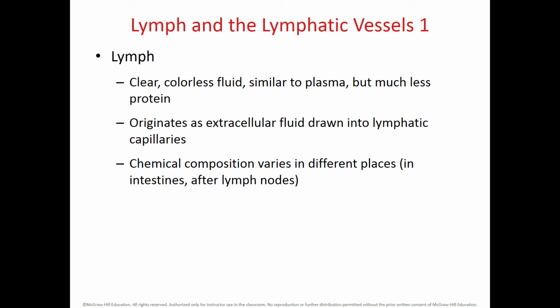Characteristics of the lymph: the lymph is a fluid, it's colorless, it's clear, and it's similar to plasma, but it has less protein. The origin of the lymph is the extracellular fluid that wasn't picked up by the capillaries. Depending on which area of the body the lymph is in, the chemical composition will differ. In the intestines, the lymph fluid is going to be rich with lipids because you are absorbing lipids.